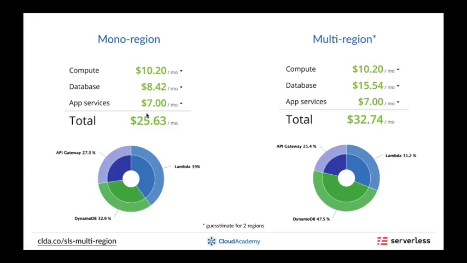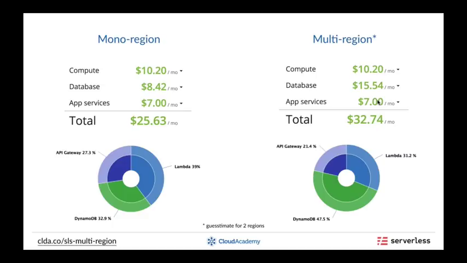Let's see. So this is the mono-region, single region cost that we had a few slides back, and this is the multi-region cost. Here I'm assuming 2 regions, not 3 like in my demo. Let's say 2, just for simplicity. As you can see, the cost for Lambda and for API Gateway will be more or less the same, because they are elastic, you don't pay for idle, and you don't have hourly costs.